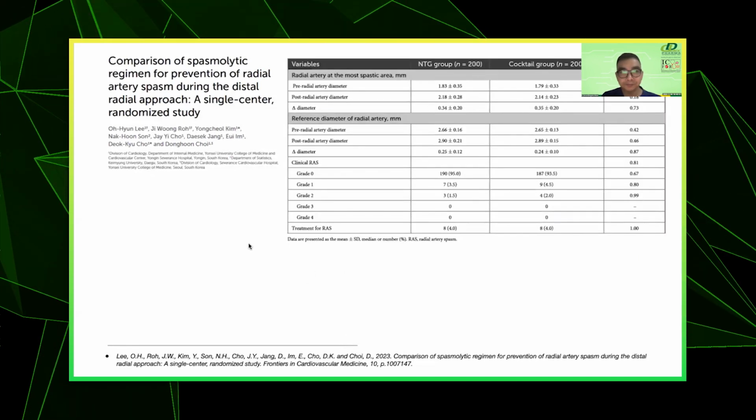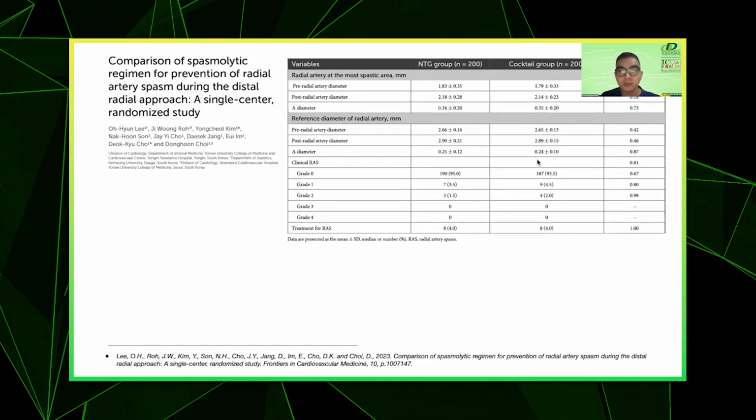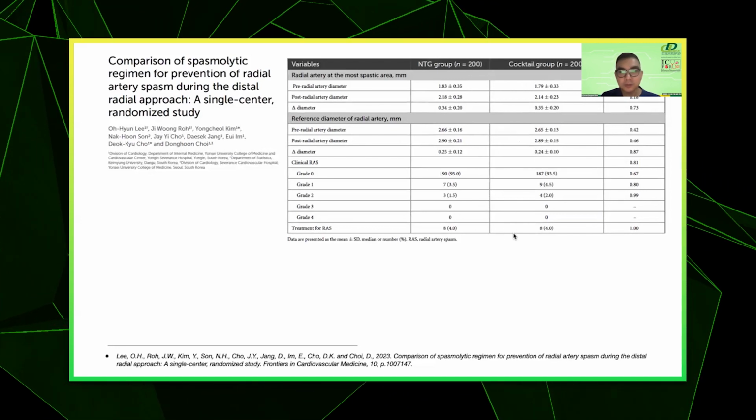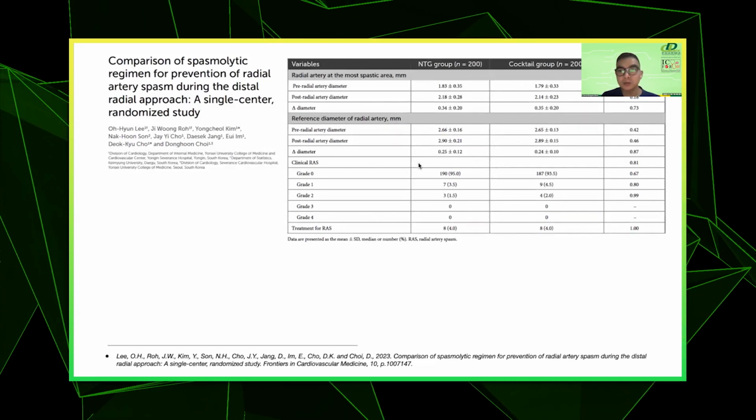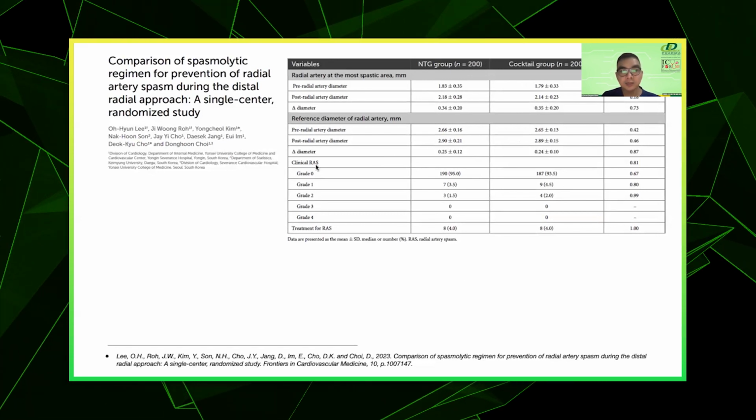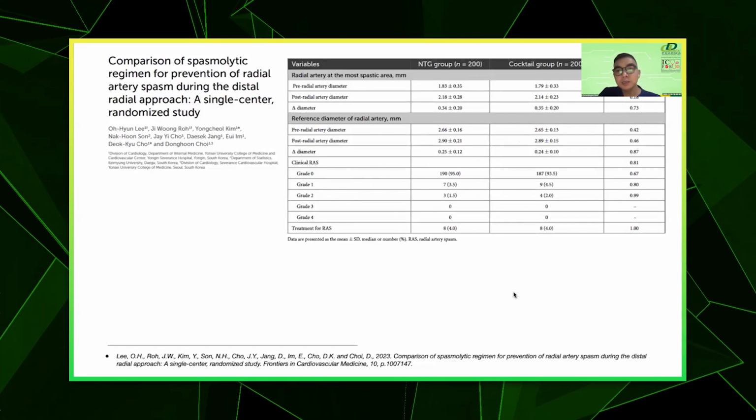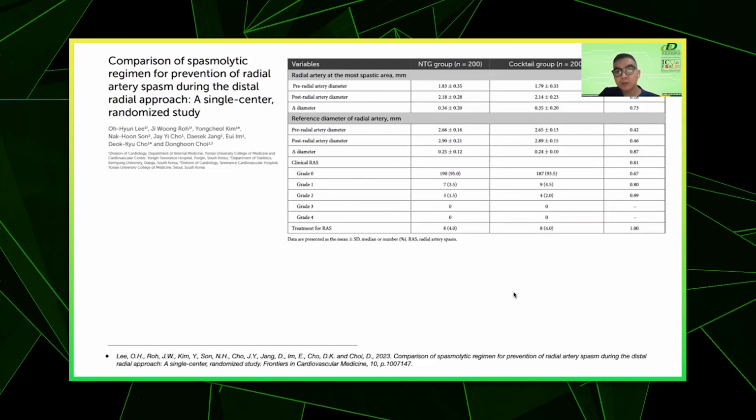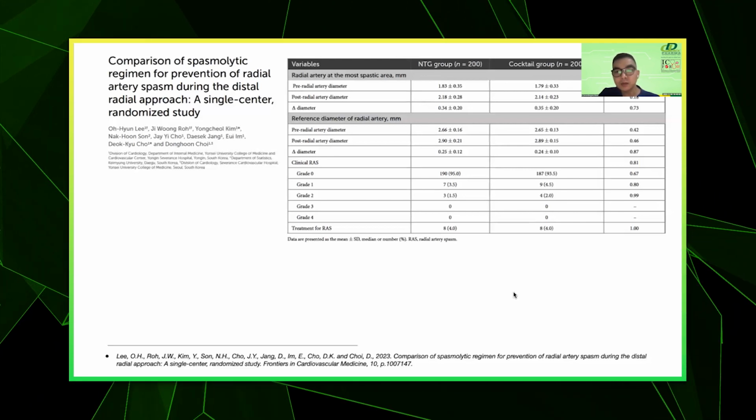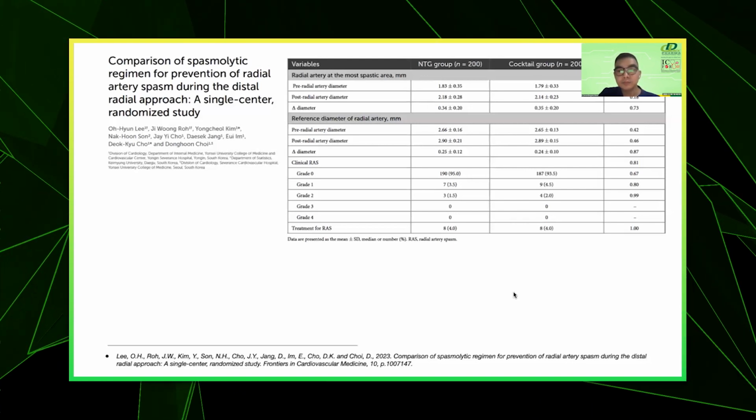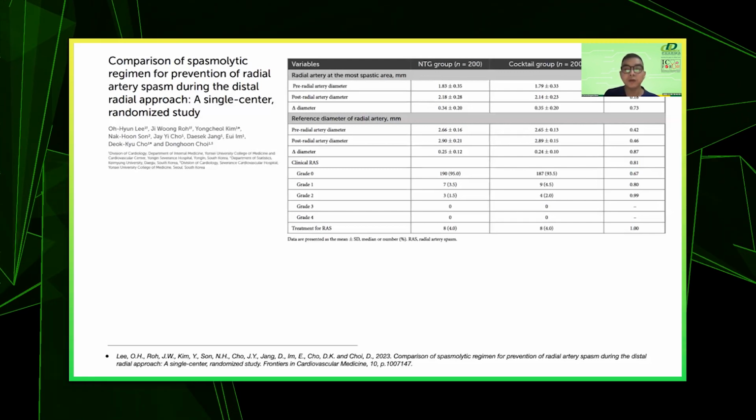This is the radial artery in comparison to the NTG group versus the cocktail group, and it is statistically not significant with each other. The change in the diameter is also not significant with each other, and the development of radial artery spasm is not significant from each other. This would only tell us that nitroglycerin alone, even in the absence of verapamil, may improve the diameter of the radial artery and prevent radial artery spasm compared to the cocktail of verapamil and nitroglycerin, which is the previous practice of prevention of radial artery spasm.